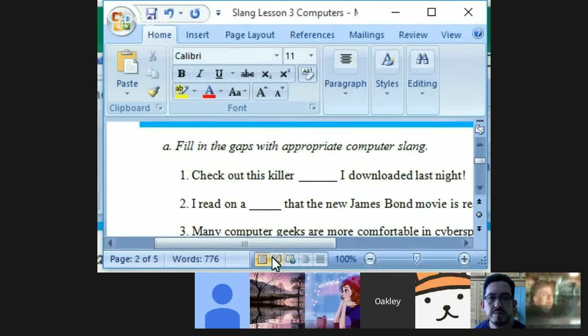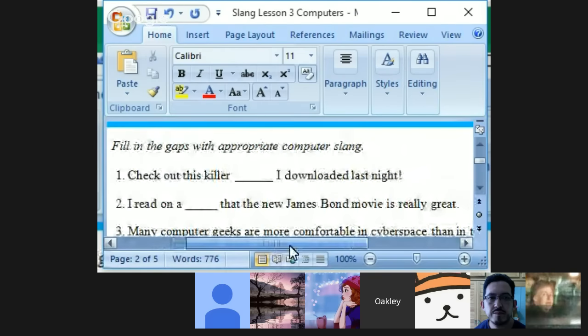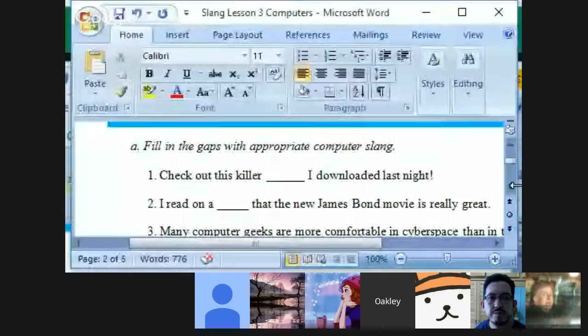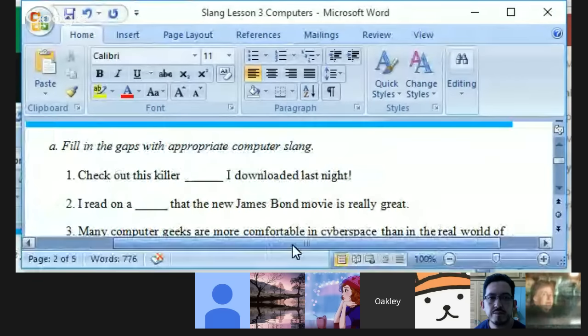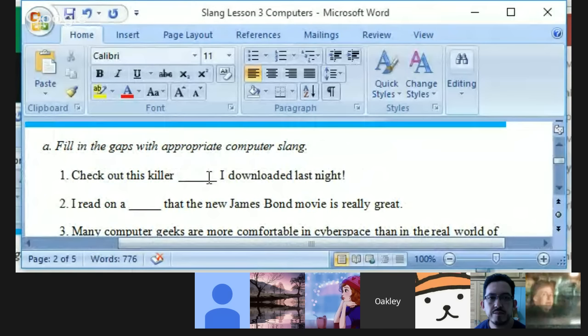Let's try using some of the computer slang we've learned today to do some simple fill-in-the-blank exercises here. Okay. All right. Let's go around. Sam, I'll start with you. Go ahead and read the sentence and see if you can figure out what word fits. Okay. Check out this killer virus I downloaded last night.